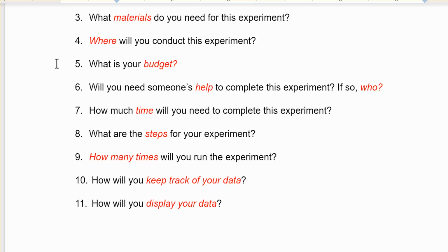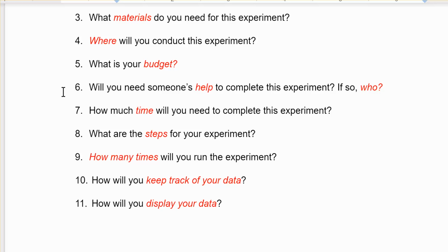The next thing, number 5 right here, is what is your budget? And your budget is how much money you have. And that's going to be different for each person. So what you need to do is figure out, do I already have everything I need, or do I need to go out and spend money to get my materials? And if that's the case, you need to figure out how much money you have to spend. Are you using your money? Are your parents helping you out and giving you some money? Are you borrowing some from your brother and sister? And make sure if you borrow some, you're not taking it without them knowing it. You're getting their permission.